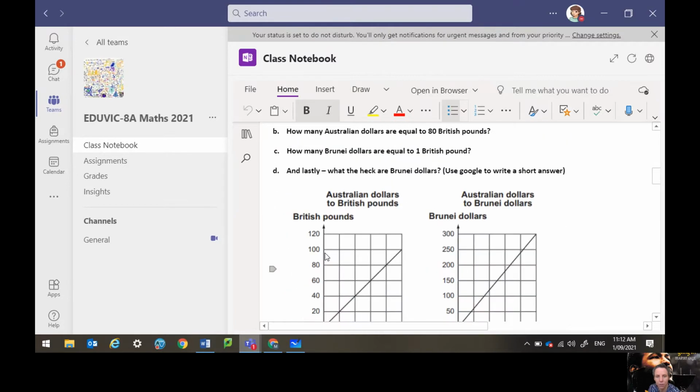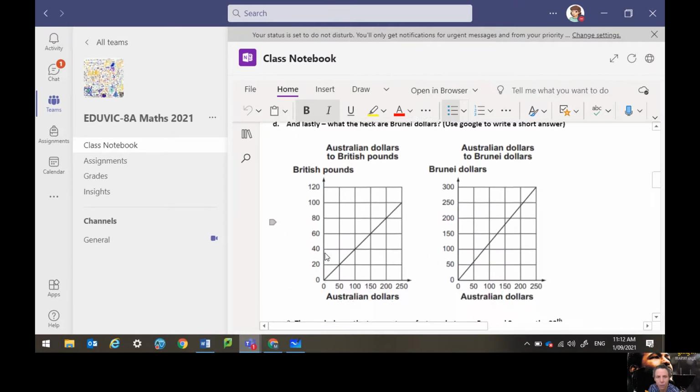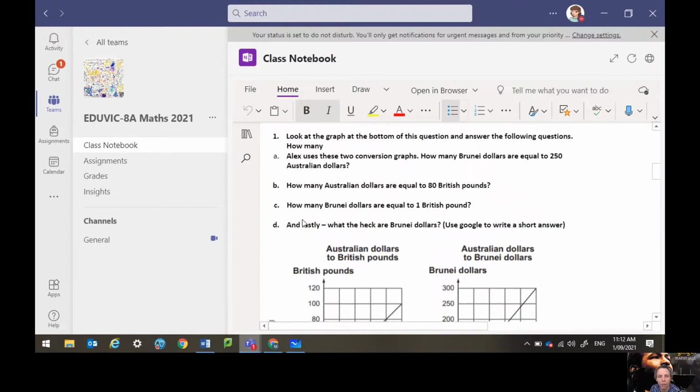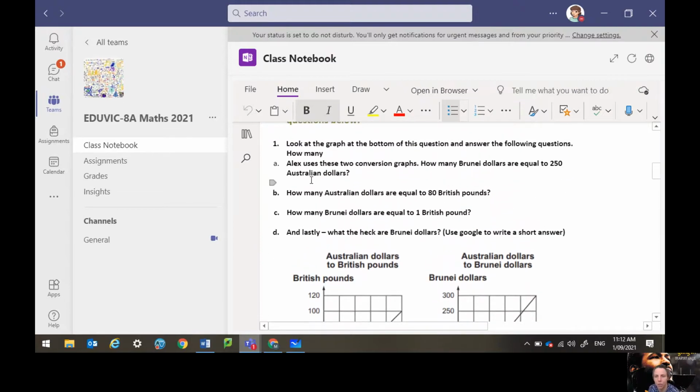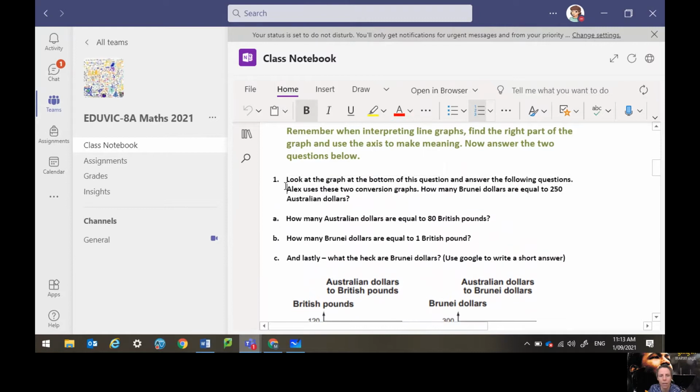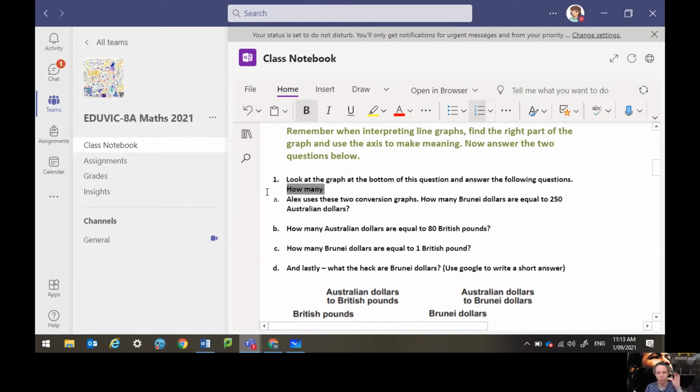I'm going to skip down to the first question. The first graph is about Australian dollars to British pounds and Australian dollars to Brunei dollars. So look at the graph at the bottom of this question and answer the following questions. Alex uses these two conversion graphs. How many Brunei dollars are equal to 250 Australian dollars?